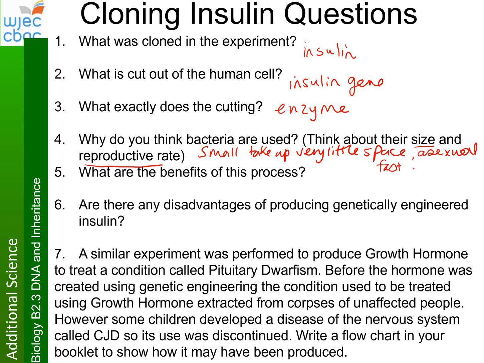So you wouldn't, for example, think of putting a gene into a human, because it would take 9 months before the human was created, because that's the gestation period. So the benefits of this process is that it makes it very, very fast, and it makes it very efficient, because we're creating a lot of the product in a very limited space.